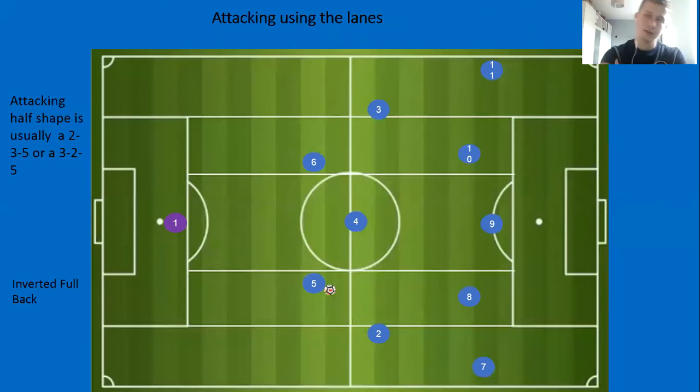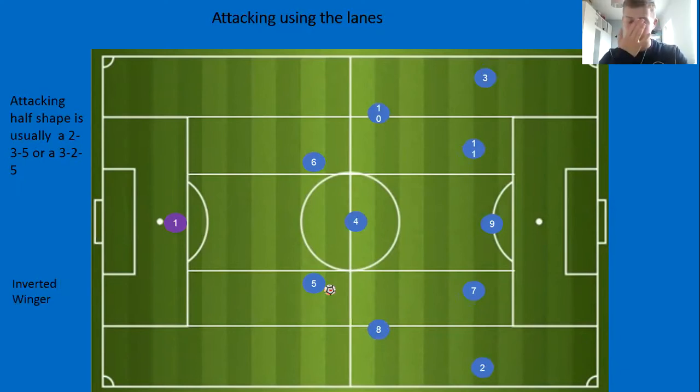How we can attack using the lanes. So in a basic 4-1-4-1 or 4-3-3 structure, you tend to get to the halfway line and your shape will become something like this, a 2-3-5 or potentially a 3-2-5 if the number 4 drops between the 2 centre-backs. And you can see this is with the full-backs moving inside and keeping your wingers nice and high and wide and pushing your 2 10s higher up.